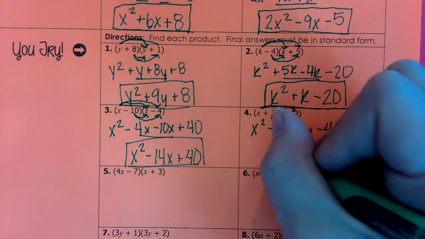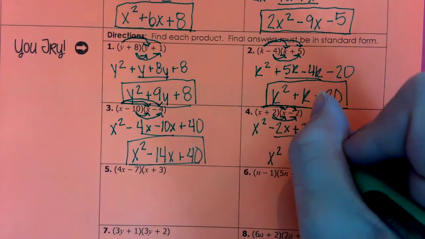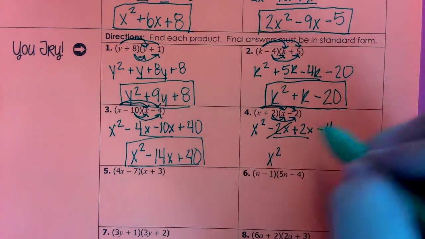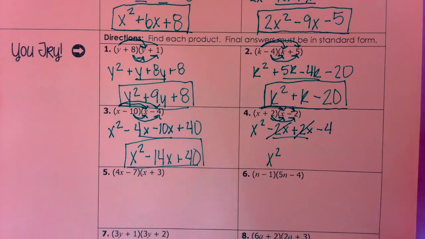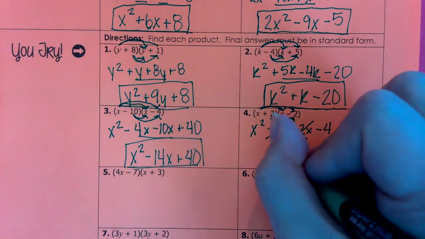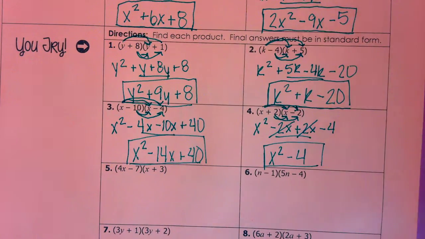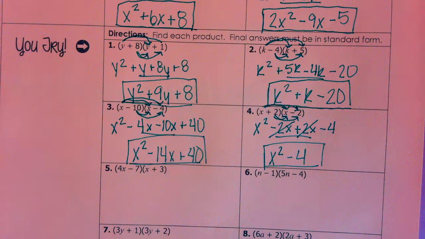Well, I'm going to get an x squared. Now if I look, I have a minus 2x and a plus 2x. Those two things end up canceling each other out to get 0. So then I'm going to get a minus 4. So I have x squared minus 4, and that's going to be my final answer there. So sometimes our middle terms will cancel each other out. That will happen, and that is just fine.